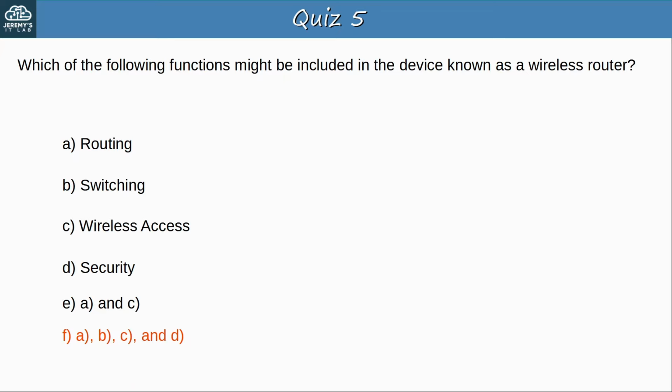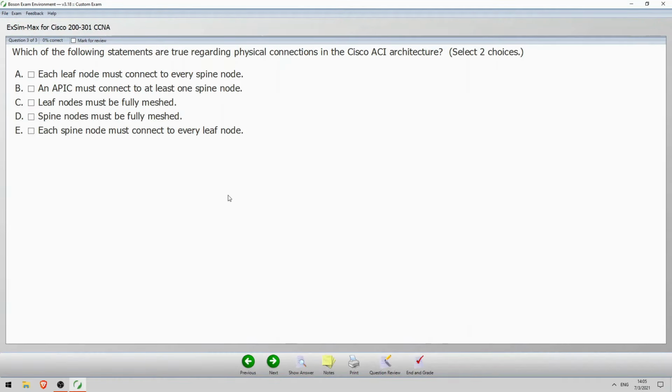Okay, that's all for the quiz. Now let's take a look at a bonus question in Boson Software's ExSim for CCNA. Okay, here's today's Boson ExSim practice question. Which of the following statements are true regarding physical connections in the Cisco ACI architecture? Select 2 choices. Cisco ACI is application-centric infrastructure, and it uses the spine leaf architecture. So just think of this as spine leaf. We have 5 choices, A, B, C, D, and E. Which 2 are correct about spine leaf architecture? So pause the video now to select the 2 correct choices.